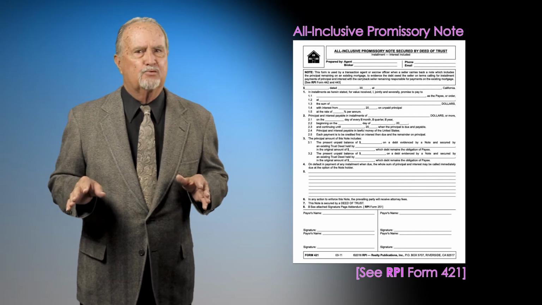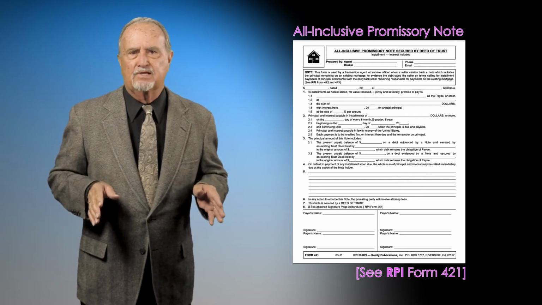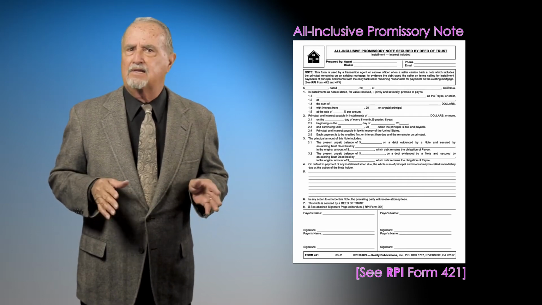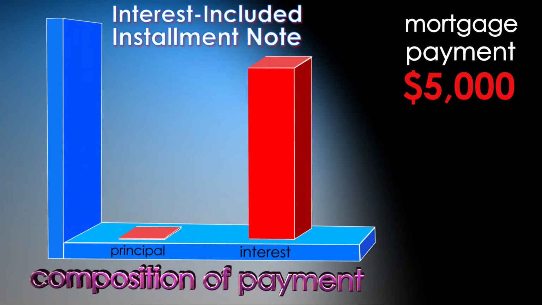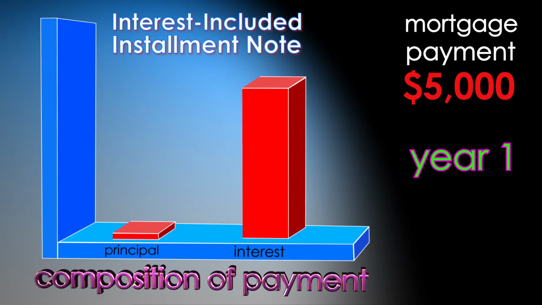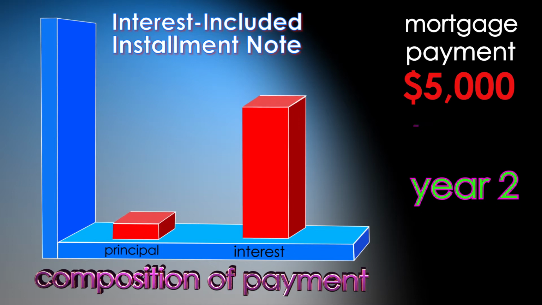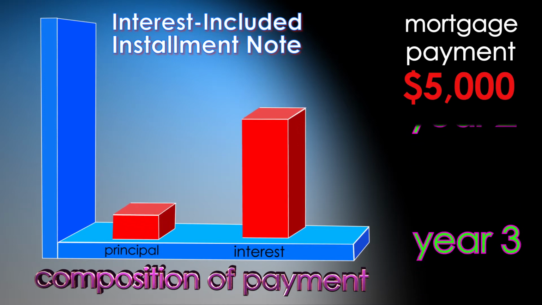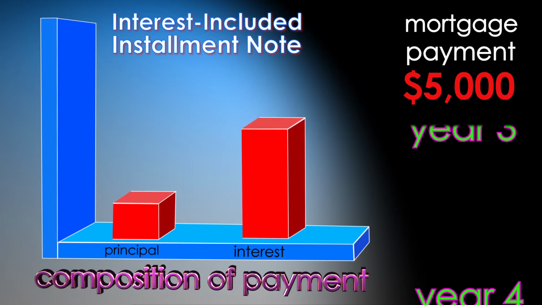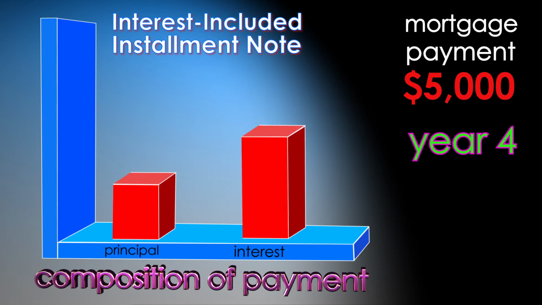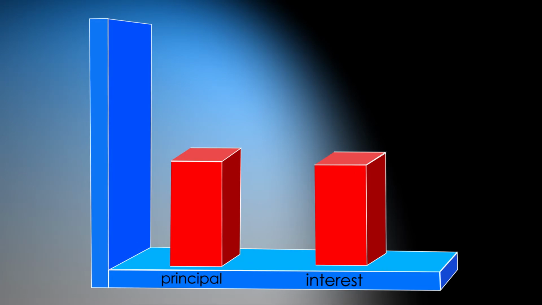The payment schedule under either type of interest-included installment note contains diametrically varying amounts of principal and interest from payment to payment. The portion of the mortgage payment attributed to principal reduction increases and the interest paid decreases with each payment made on the mortgage.